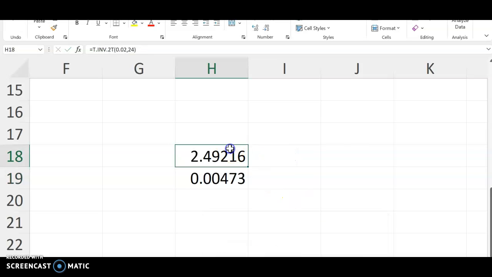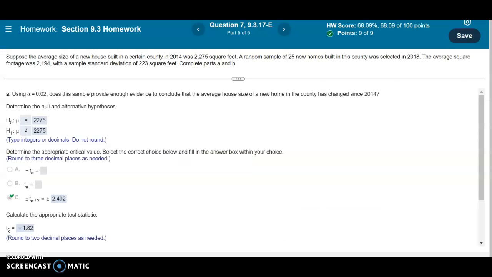Okay, 2.492. Let's see if that's right. So positive and negative 2.492. It was a two-tailed test. I was using the wrong one when I calculated it.